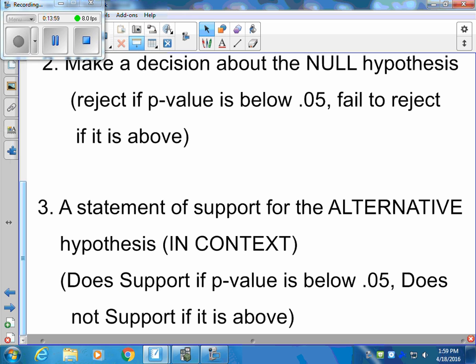If your p-value is below 0.05, it does support the alternative hypothesis. You have to write that entire statement in sentence form using context. Now, if your p-value is larger than your significance level, then it does not support the alternative hypothesis, which states, and then you want to write everything out in context.